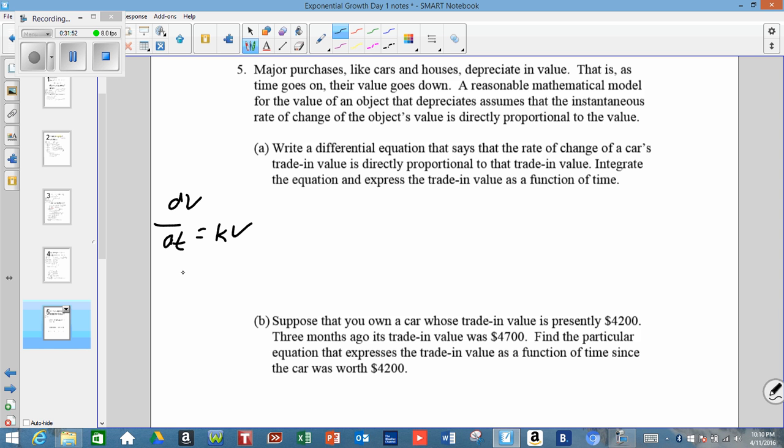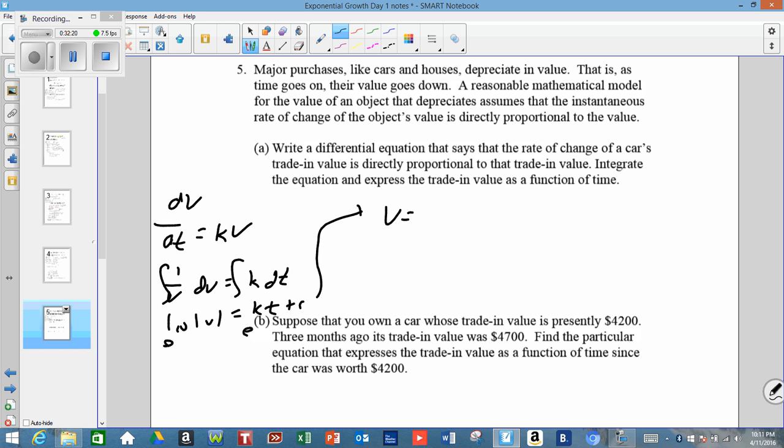Integrate the equation. So we're going to go through the process that we've been doing. This will be 1 over V dV equals K dt. Integrate. You get the natural log absolute value of V is K T plus C. Exponentiate. So exponentiating, we get that V, the value, is going to be C e to the kt. Same thing we've been doing. A little bit different here in part B though.